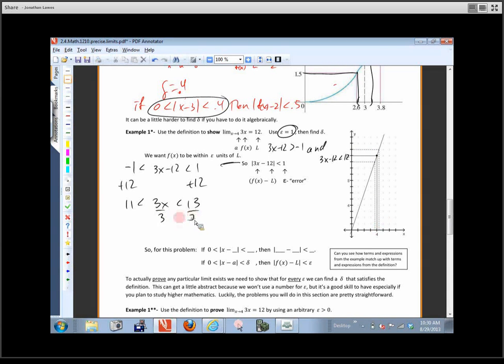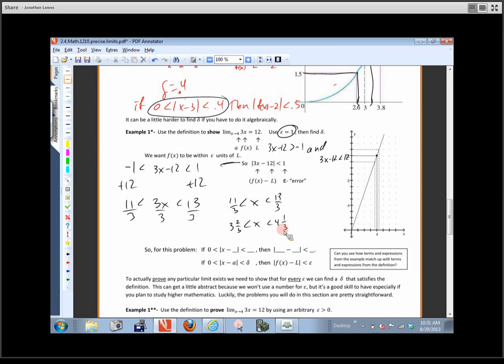So let's divide by 3. This is going to be 11 thirds less than x less than 13 thirds, which would be a lot easier if we thought about it this way. This is going to be 3 2/3. This is x, and this is 4 1/3.